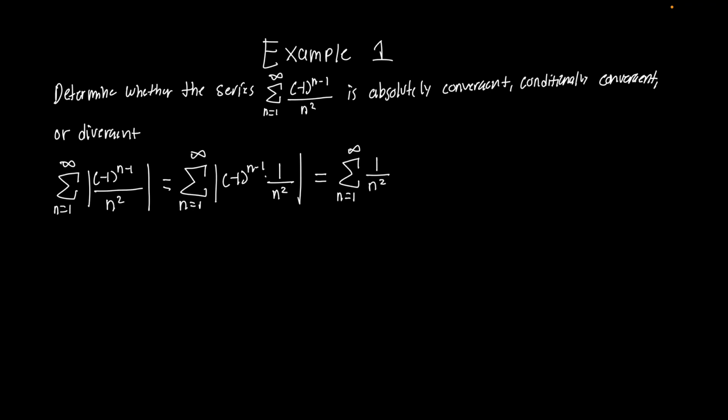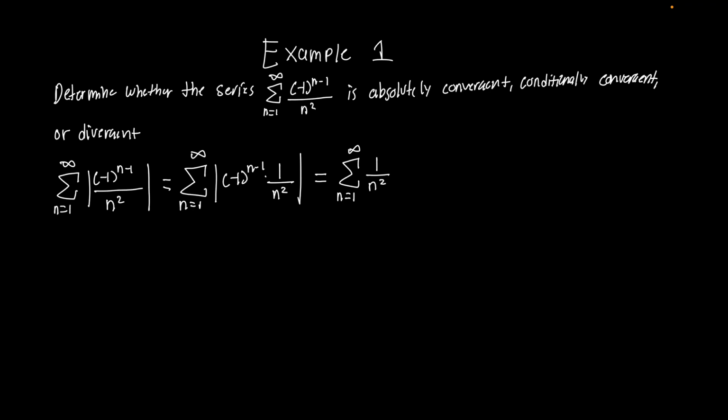So if it's hard for you to visualize it, you can plug in a few numbers to see that. But if you just want to memorize, just memorize that whenever you have an alternator, the absolute value is always going to be 1. So up to you. So now we took the absolute value, and now let's test the absolute value series.